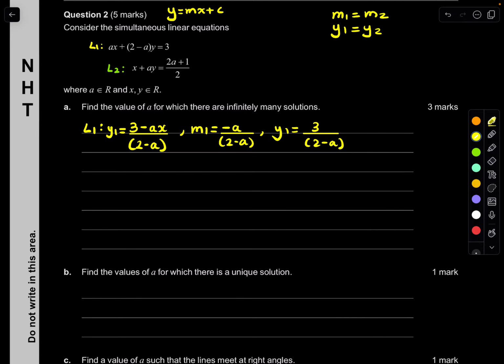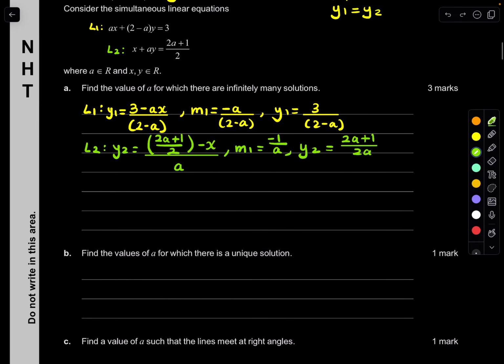And we're going to do that with line 2. Same thing. y2 equals what? This is 2a plus 1. I'm going to minus x, and then divide them all by a. Now this is my straight line equation. My gradient, looking at this, is negative 1 over a. And my y-intercept for y2 is 2a plus 1 divided by 2a, because this is dividing by a, and so it's going to reciprocate.